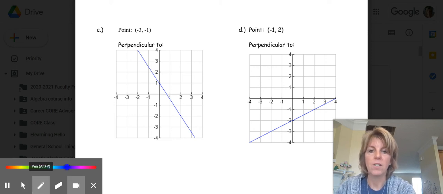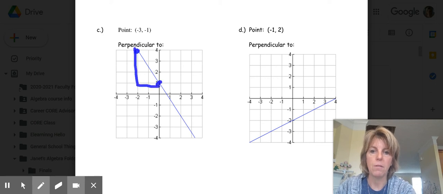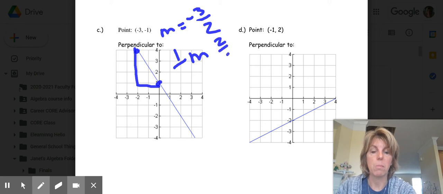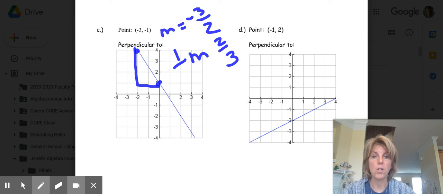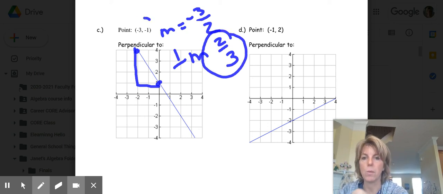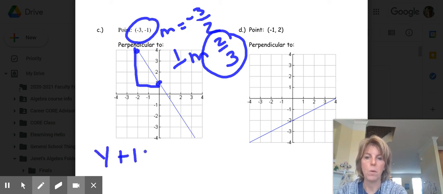Find the slope from a line. So find the point and find the point. And the slope is going to be negative 3 over 2, right? So the slope of the original line is negative 3/2. So the perpendicular slope is the reciprocal that's opposite. So flip it for the reciprocal and then change it from negative to positive. So 2/3. This is the slope that we want to use, and we're going to use point slope form. So we're going to write point slope form, y plus 1 equals 2/3 times x plus 3.